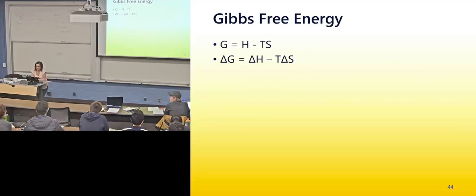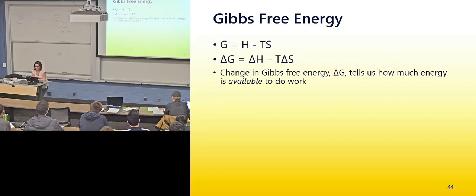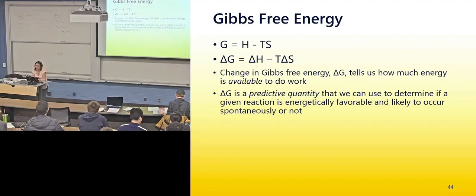Gibbs free energy equations again. We have just for a given state or for change. Change in Gibbs free energy is what tells us how much energy is available to do some type of work with. And delta G is a predictive quantity, so we can use its sign to decide if something is favorable, likely to occur, and which direction would be spontaneous.